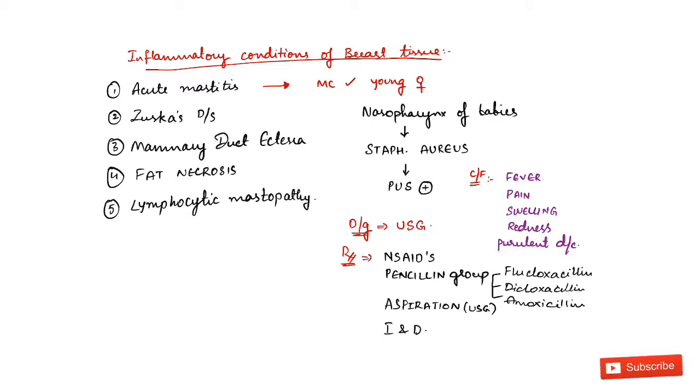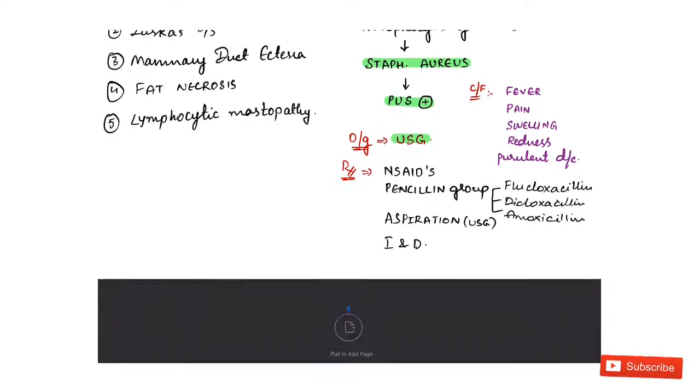Once again, a quick wrap up about acute mastitis. Most commonly we find it in young females, in the breastfeeding young females. It is mainly caused by Staphylococcus aureus, which is a purulent organism, and the diagnosis stands with ultrasonography. Treatment: NSAIDs, penicillin group, aspiration, and incision and drainage. And the next condition we will be learning about is Zuska's disease.